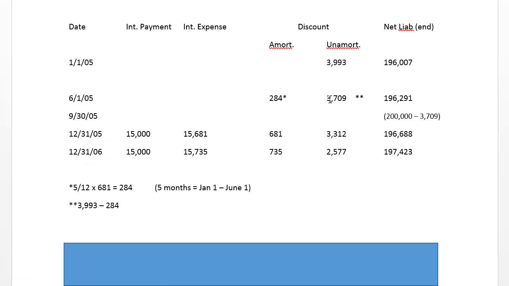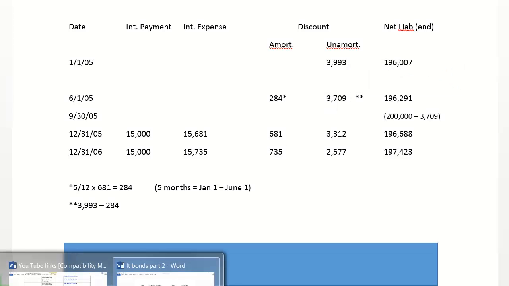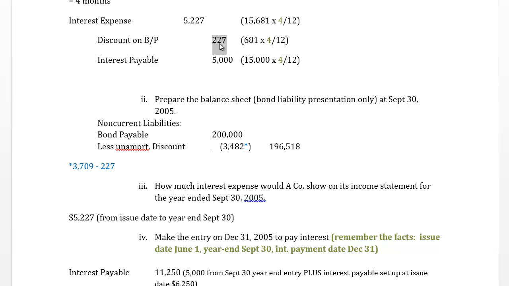So since you had $37.09 at issue date, you deduct that $227 that you calculated right here, at September 30th, and you're going to get $34.82. So you take the amount of the unamortized discount at June the 1st and deduct what you amortized from June the 1st to September 30th, which was $227. So we put that here, and we get $34.82. So now our bond liability at September 30th on the balance sheet is $196,518.